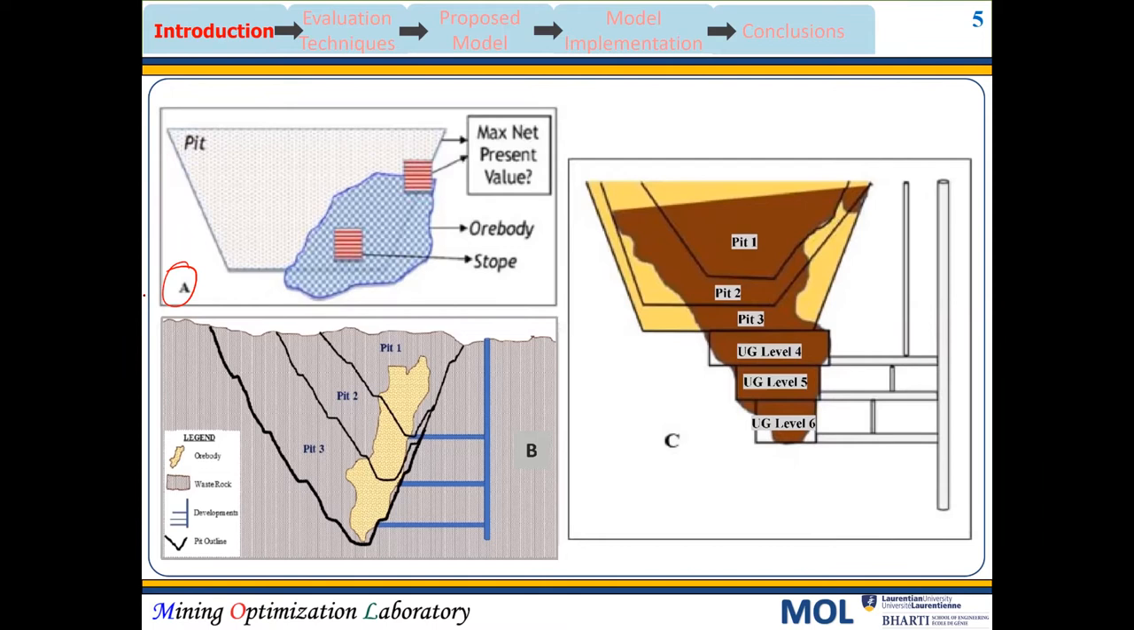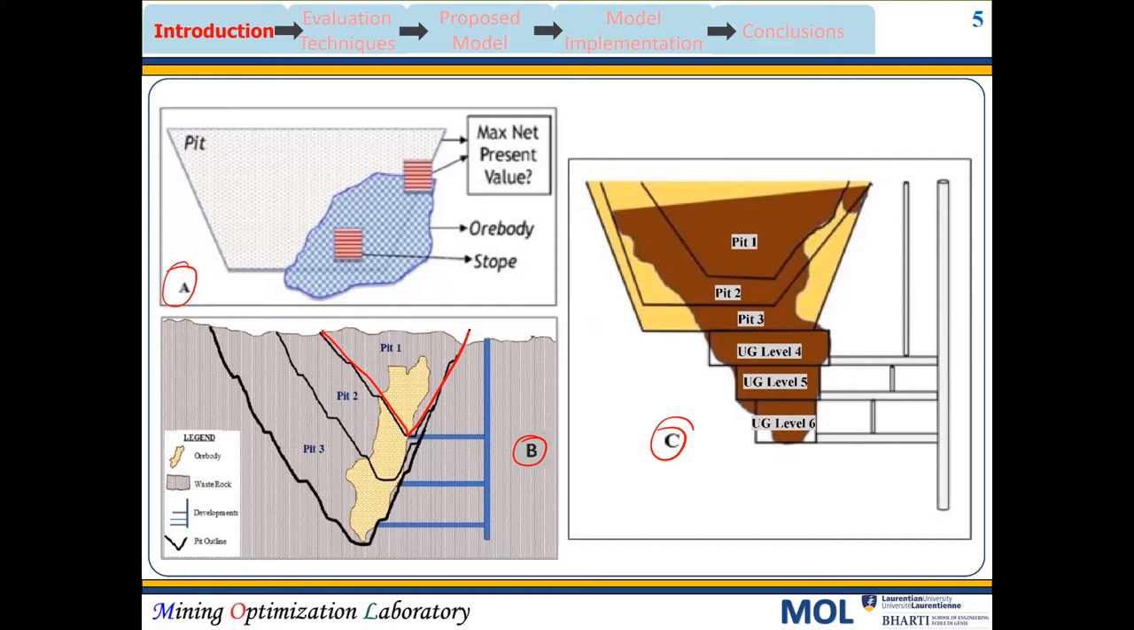And if you look at figures B and C, again, you've discovered a deposit and you're looking at which pushback you should mine with open pit operations. And then when do you transition to underground? So you could see that there's a possibility of pit one in figure B being open pit, and then you could go subsequently to the other part of the deposit using underground mining.